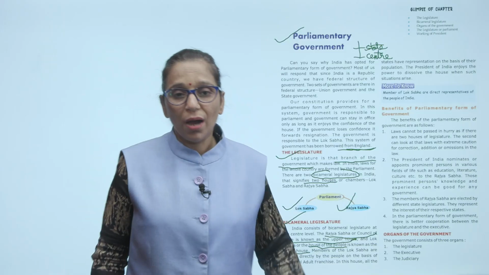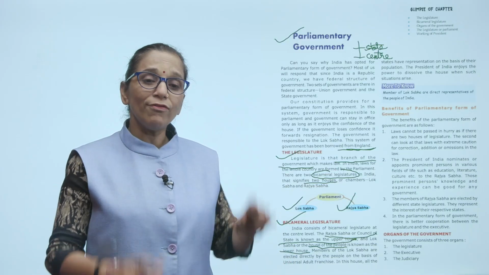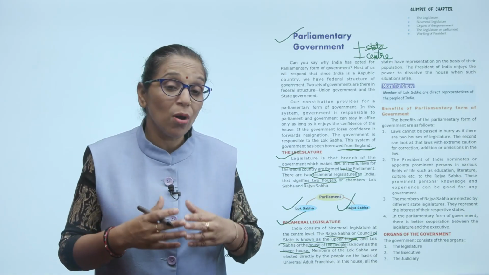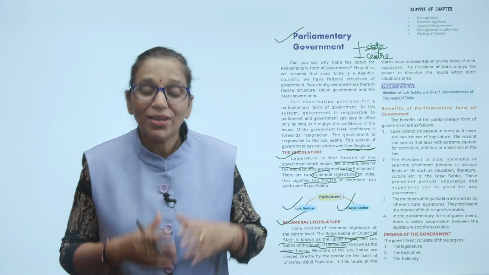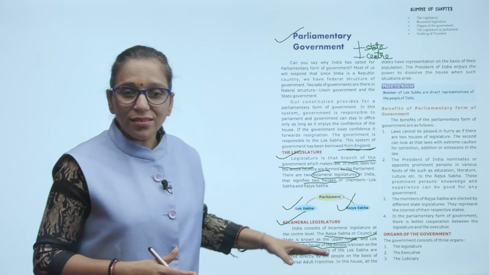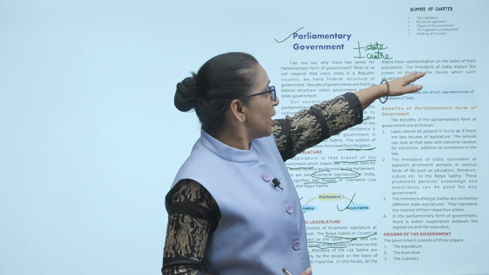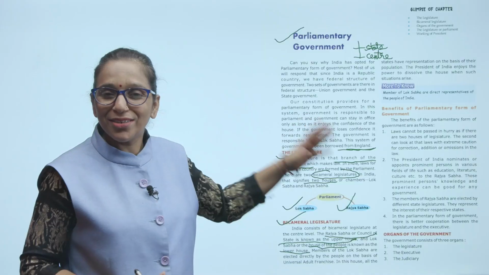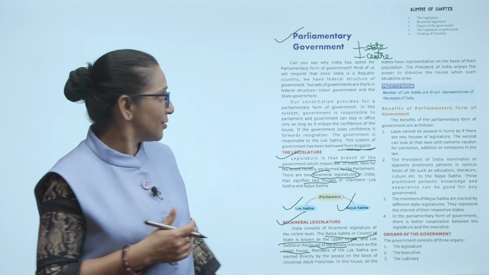Members of the Lok Sabha are elected directly by the people on the basis of universal adult franchise, which means the people who are of the age of 18 years and above have the right to vote. In Lok Sabha, all the states have representation on the basis of their population. The President of India enjoys the power to dissolve the house when such a situation arises.